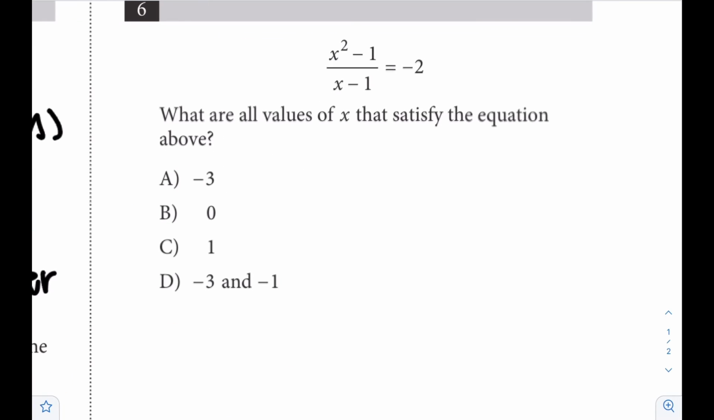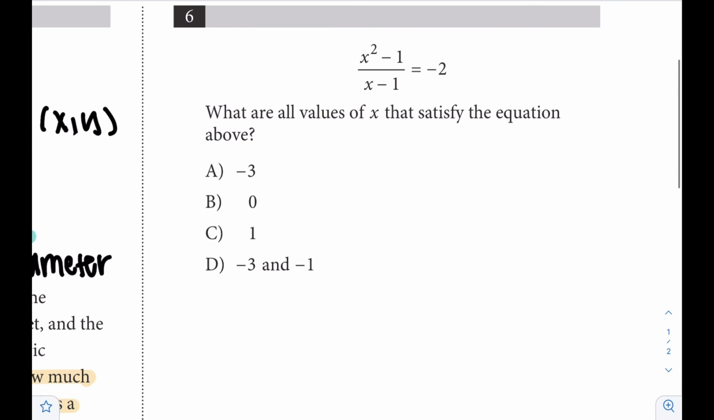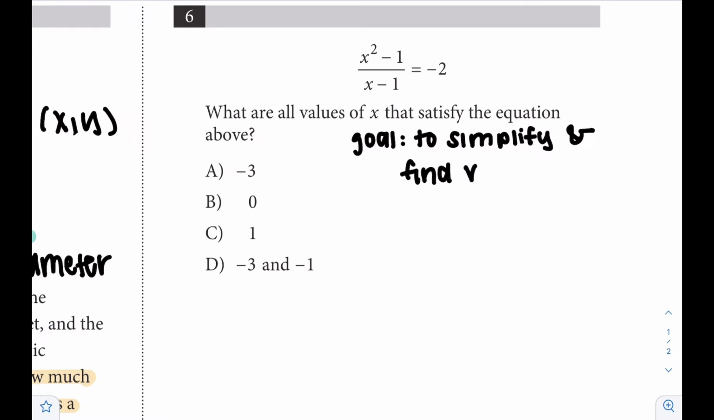Now let's look at question 6. What are all values of x that satisfy the equation above? So here we have an equation. Our goal, once again, is to simplify. So we're going to simplify, and I'm going to add an extra step. We want to simplify and find values of x.